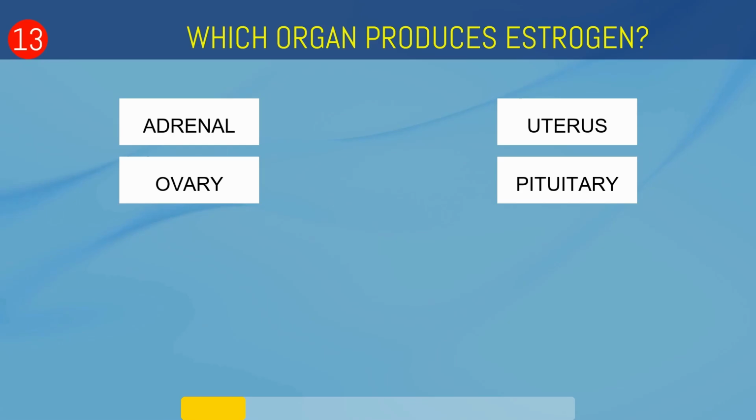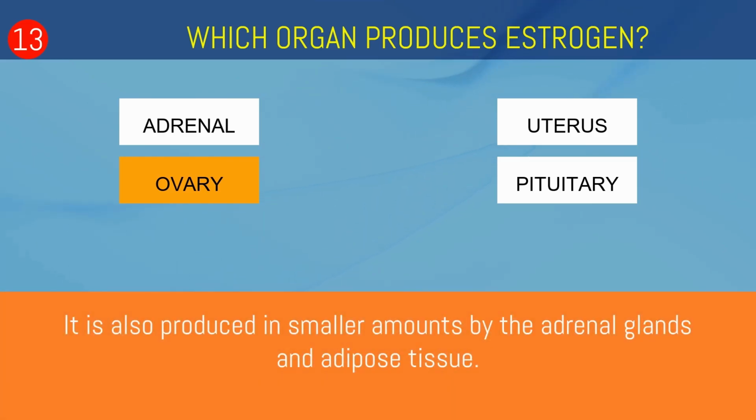Which organ produces estrogen? Adrenal, ovary, uterus, or pituitary? Ovary. It is also produced in smaller amounts by the adrenal glands and adipose tissue.